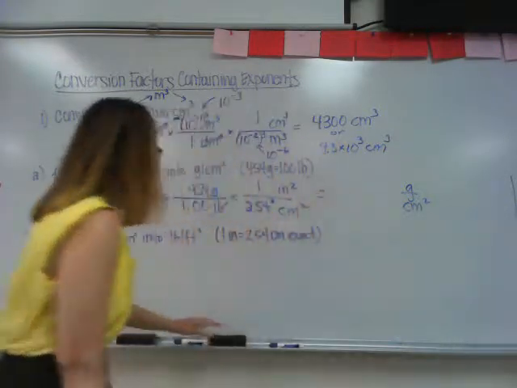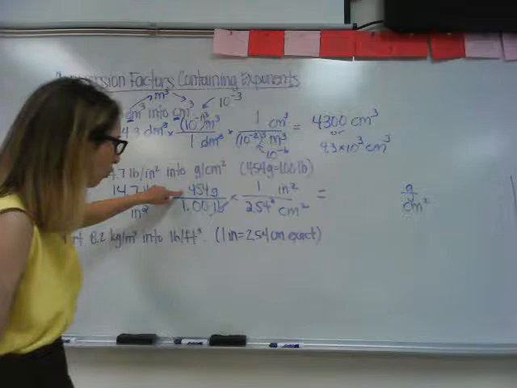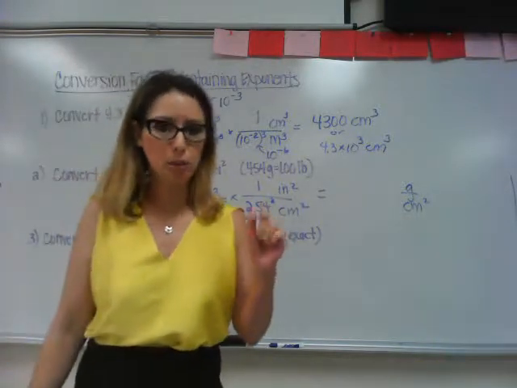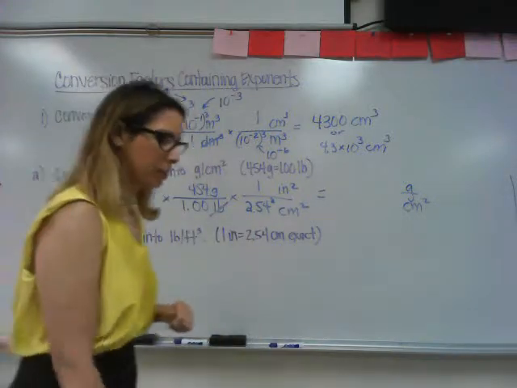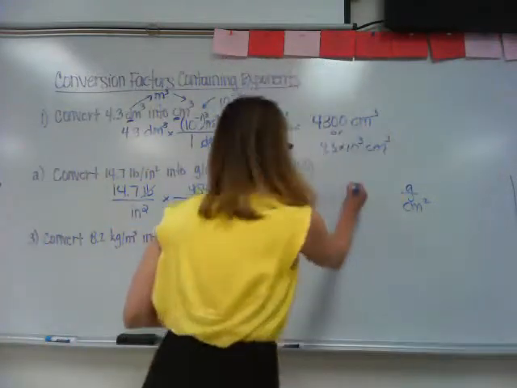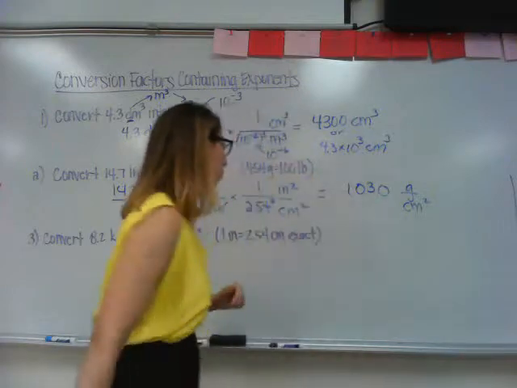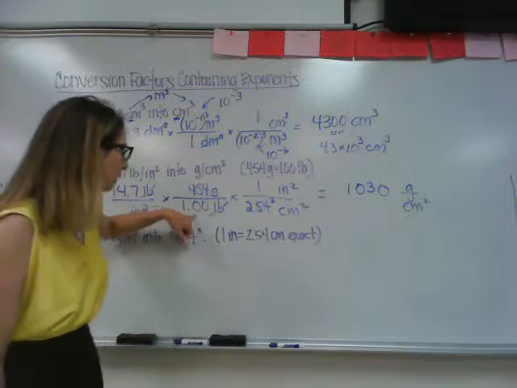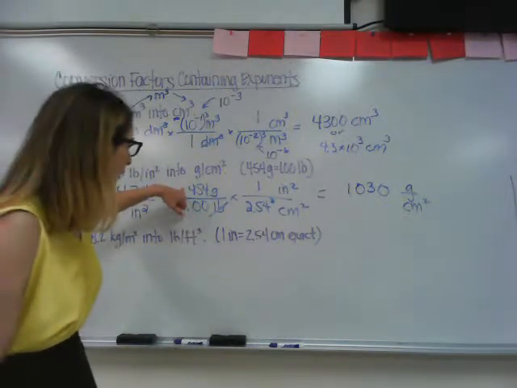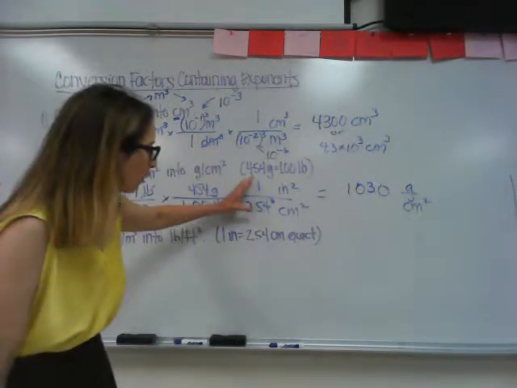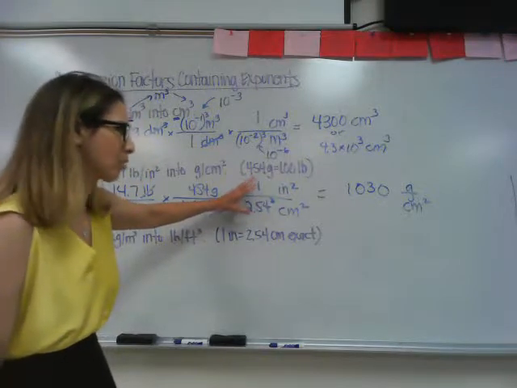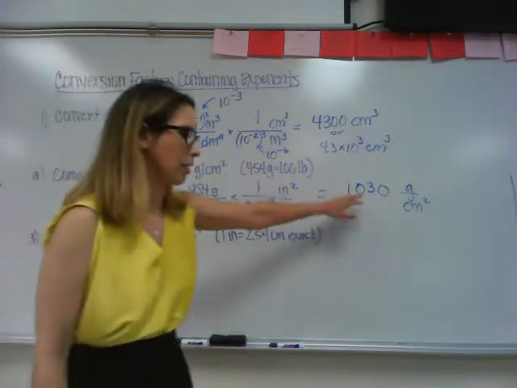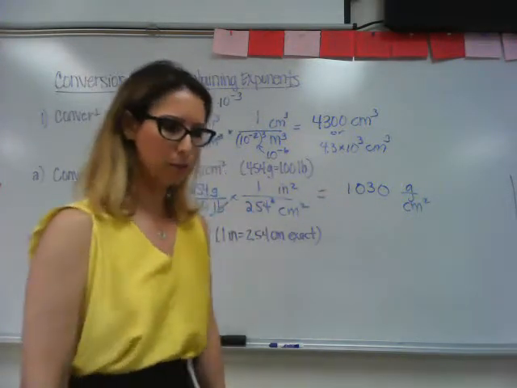Now, in your calculator, 14.7 times 454 divided by 2.54, and then you can use the squared key on your calculator, and you're going to end up with 1,030 grams per centimeter squared. So there are 3 sig figs in 14.7, there are 3 sig figs in 1.00 and 454, but this unit conversion between centimeters and inches is exact, so it doesn't affect the sig figs in my final answer. 3 is the fewest sig figs. That's why 3 sig figs are in my final result.